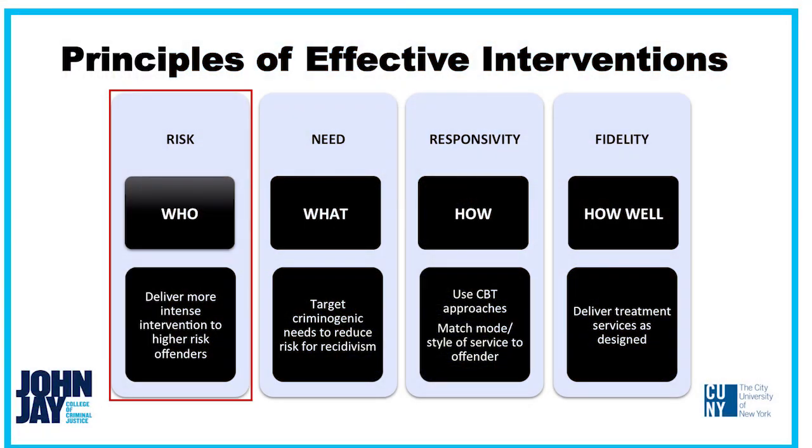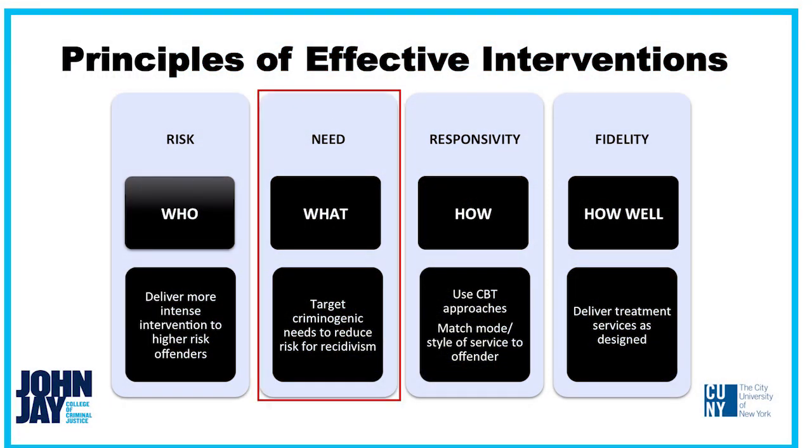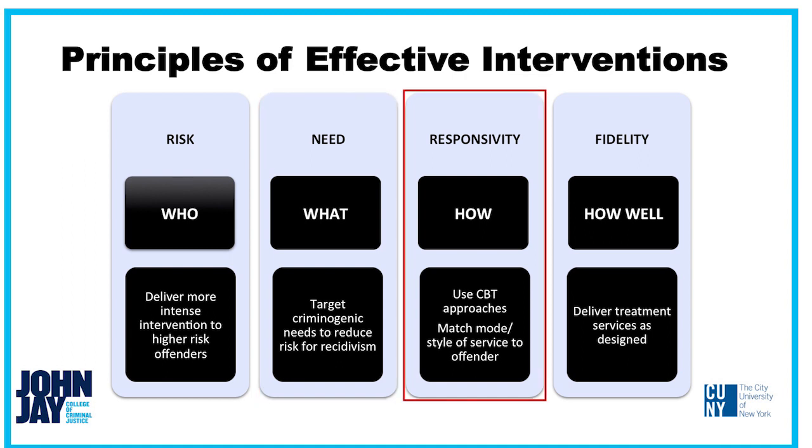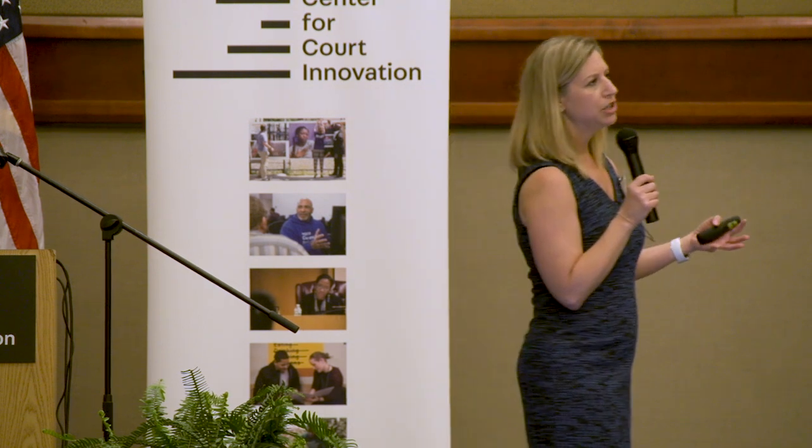So the risk principle is telling us who to target, the needs principle is telling us what to target, and the responsivity principle then tells us how to go about providing these interventions. When we talk about responsivity, we can talk about either general responsivity or specific responsivity. General responsivity really has to do with the type of treatment that we're providing. The research tells us, and this is true across a lot of different types of behaviors, that if we want to change behavior, we should be using a cognitive behavioral or behavioral approach to treatment.